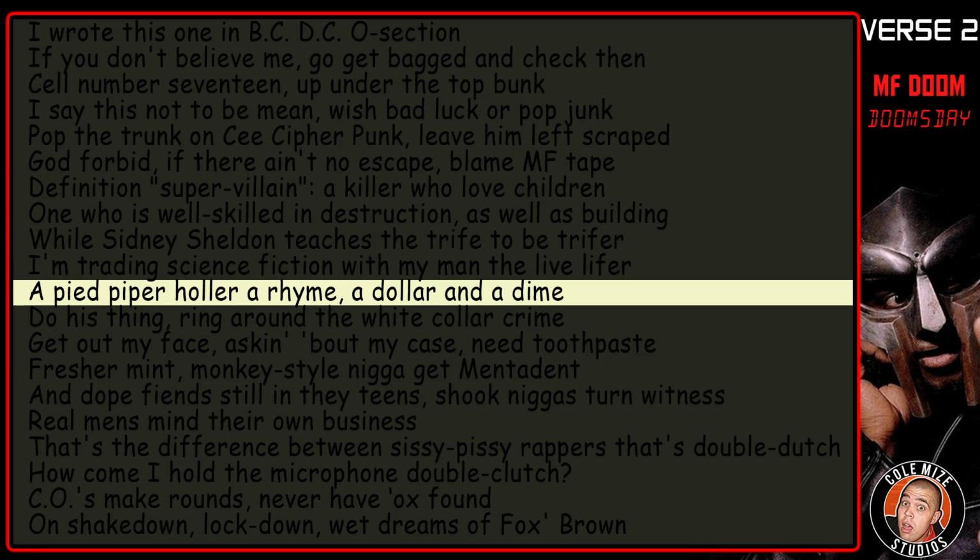"I'm trading science fiction with my man, a live lifer." When he says they're trading science fiction, I take this as him talking about them basically sharing stories or lies with each other. And live lifer is somebody who's spending the rest of their life behind bars. "A Pied Piper, holla, a rhyme, a dollar and a dime."